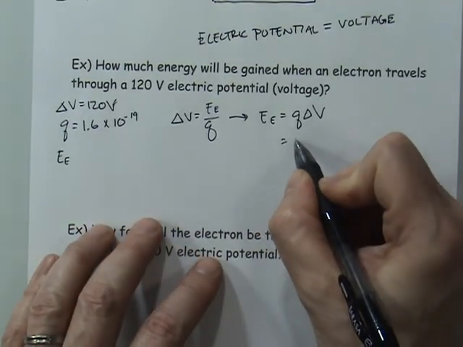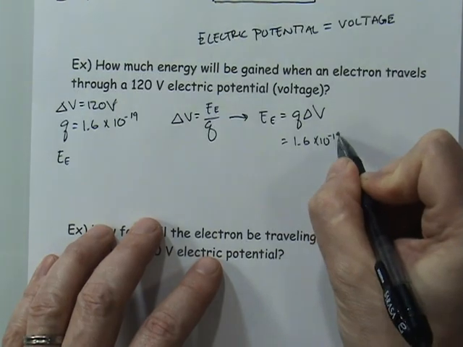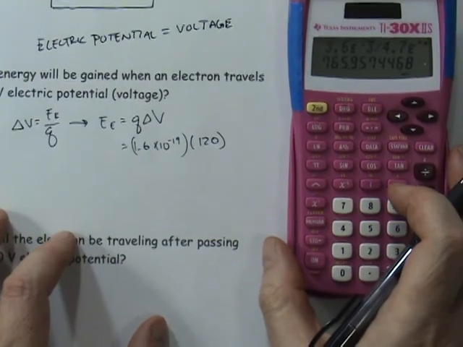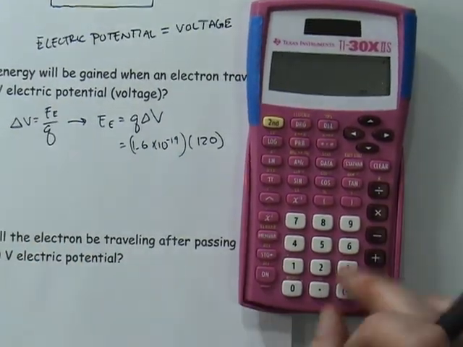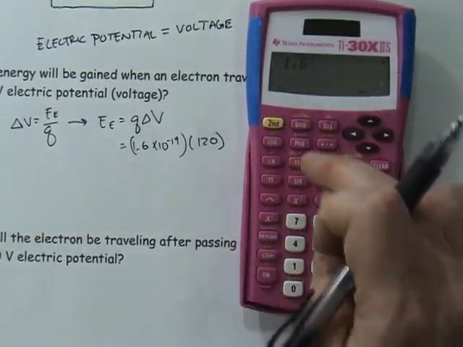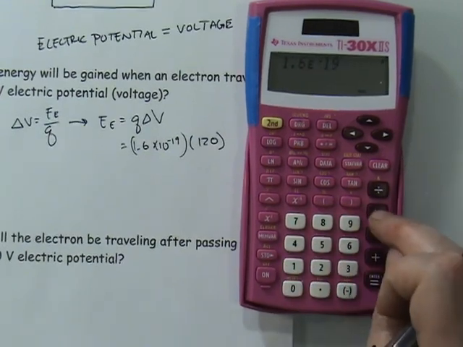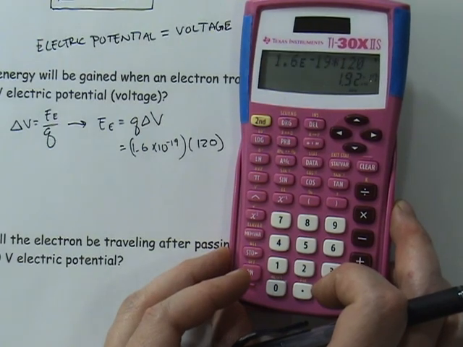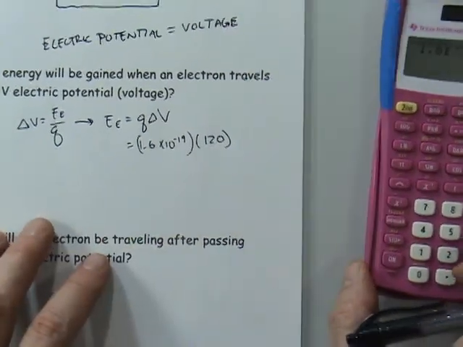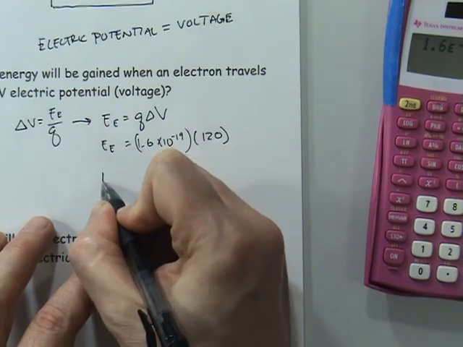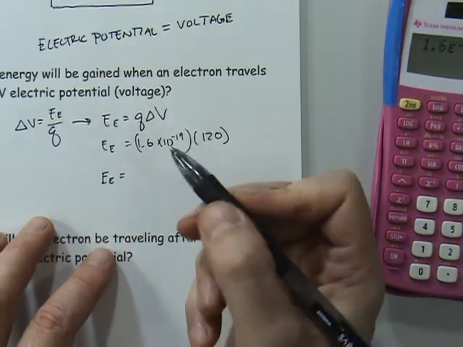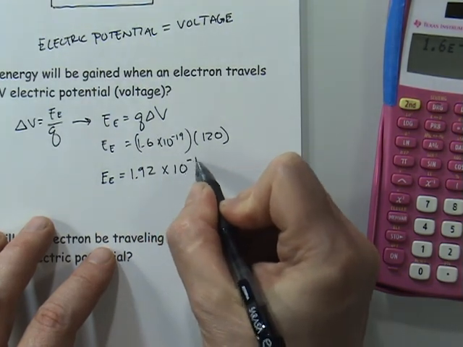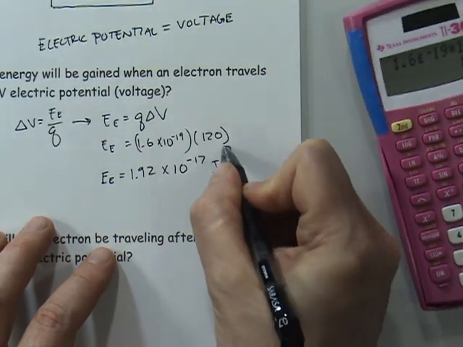So in this case, we can go ahead and plug things in. 1.6 times 10 to the minus 19. And then I'm going to multiply that by 120. Bring the calculator in and we'll go ahead and make the calculation. So 1.6, second function EE, to the minus 19, times 120 equals, and in this case, we would get 1.92 times 10 to the minus 17. So very, very small amount of energy. Obviously an electron, not a very big guy to be moving around. So not surprising that that is such a small amount of energy.